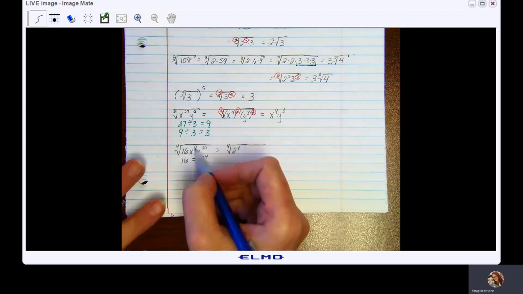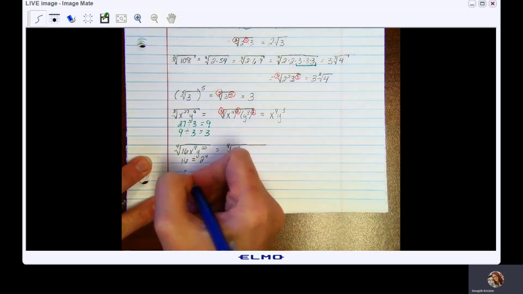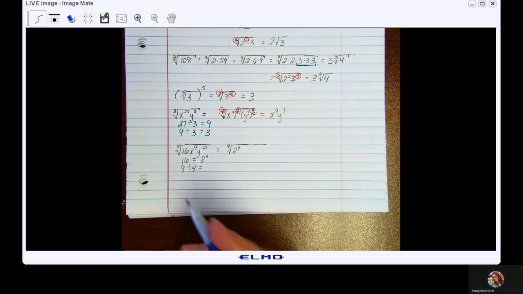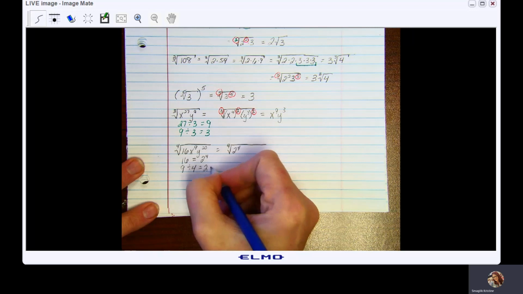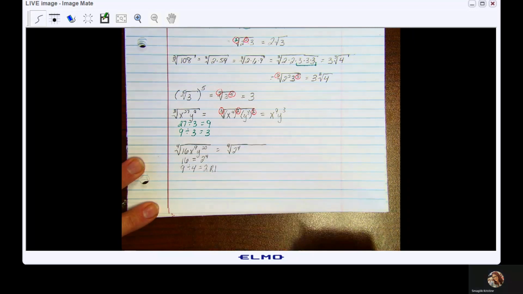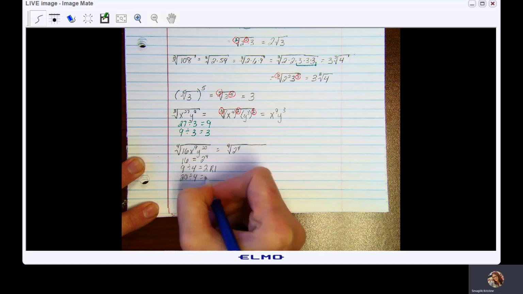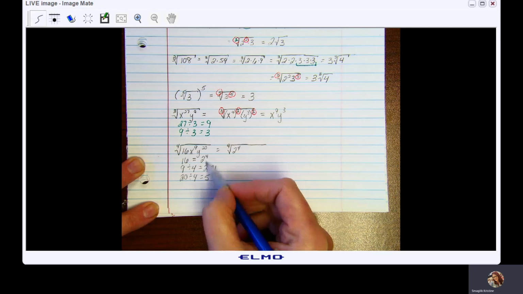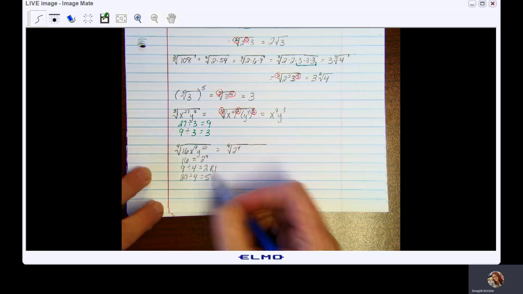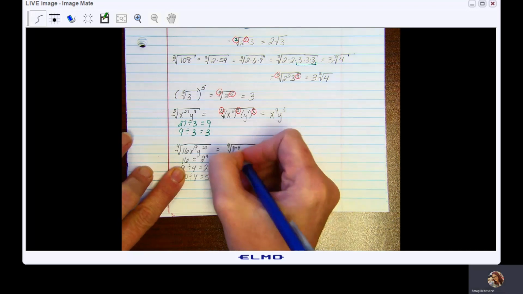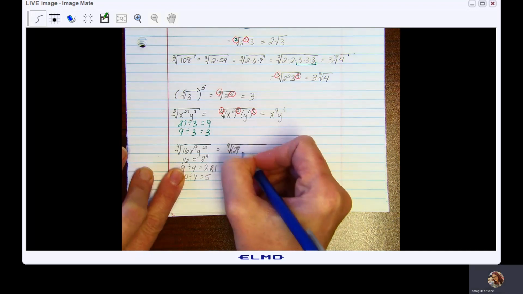Let's take the 9. 9 divided by 4. That's going to be 2 with a remainder of 1. Now I have y to the 20th, 20 divided by 4 equals 5. So now these are going to represent my new exponents. So my 16 is 2 to the 4th. And I'm actually going to put that in parentheses there.